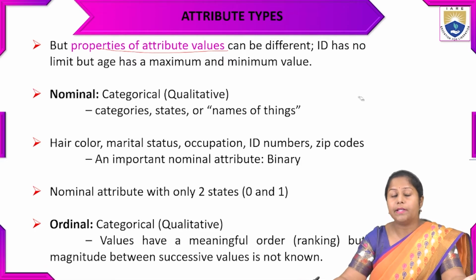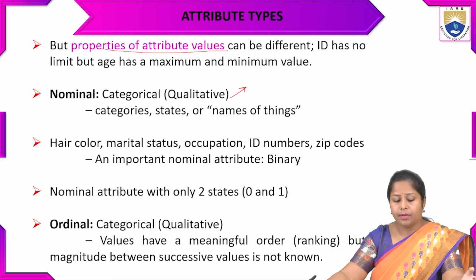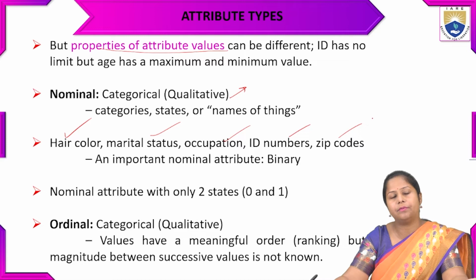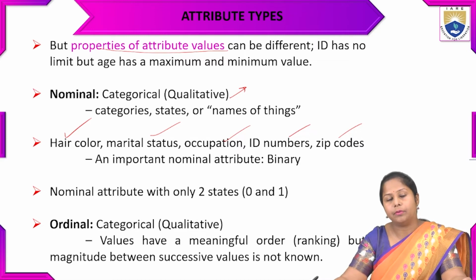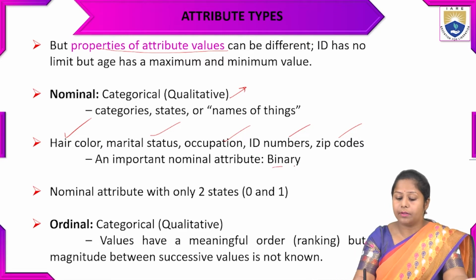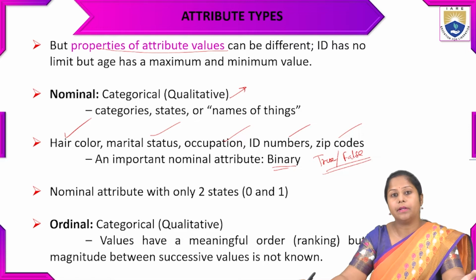First is nominal. The nominal type of attribute has categorical, qualitative data. Category is nothing but the names of things, typically a single word. For example, hair color, marital status, occupation, ID number, zip code. If these types of names are used for an attribute, then it is a nominal attribute. A binary attribute can also be a nominal attribute. Binary has 0 and 1, so that is also nominal, or we could write it as true and false. So these types of names of things are the nominal type of attribute.